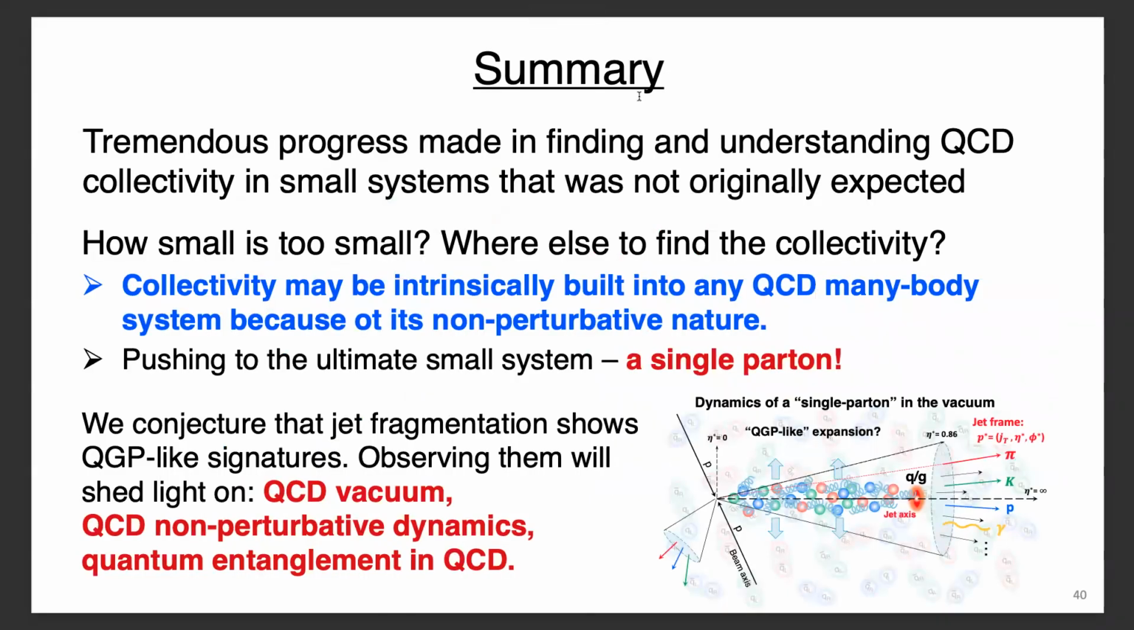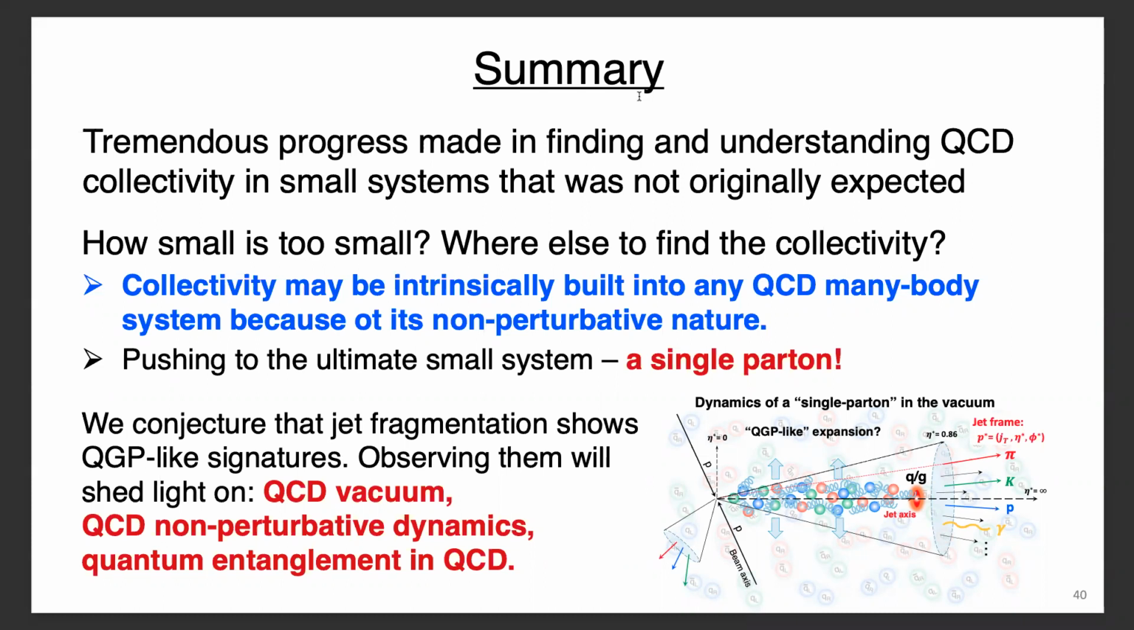Yeah, to summarize, there has been tremendous progress made in finding and understanding QCD collectivity in small systems. That was not originally expected. So the key question is how small is too small? I've shown you that we've seen clear signatures all the way to proton-proton collisions. So where else can we find this collectivity? Because this collectivity may be intrinsically built into any QCD many-body system because of its fundamentally non-perturbative nature.